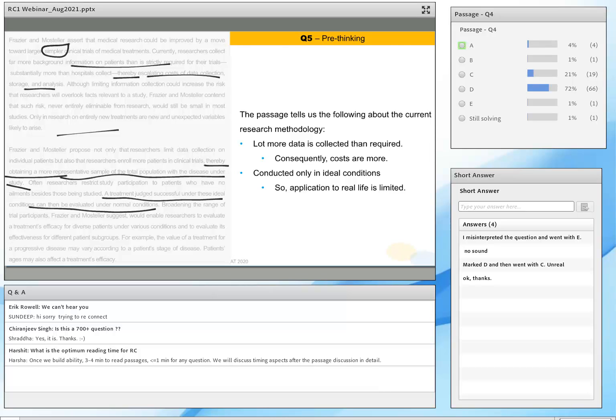What do we understand? We understand that the cause is the way the clinical trials are done. The result is they are not very representative, right? The information that is obtained is not very representative. Or probably you could reword it by saying that the application is very limited. So these are the two cause and effects that are mentioned or that can be deduced from the passage, right?